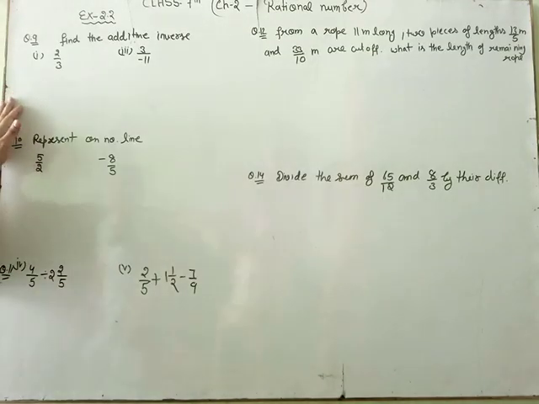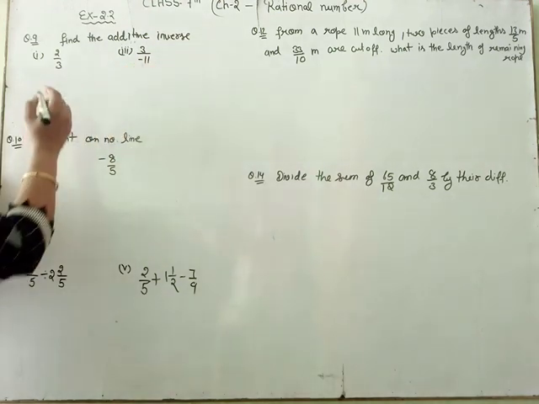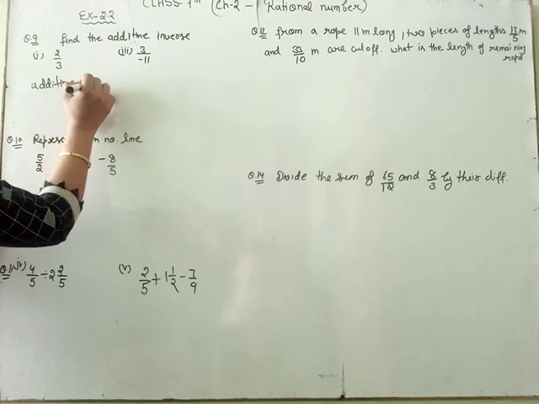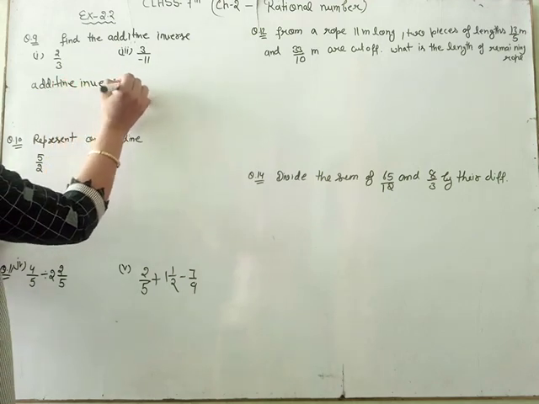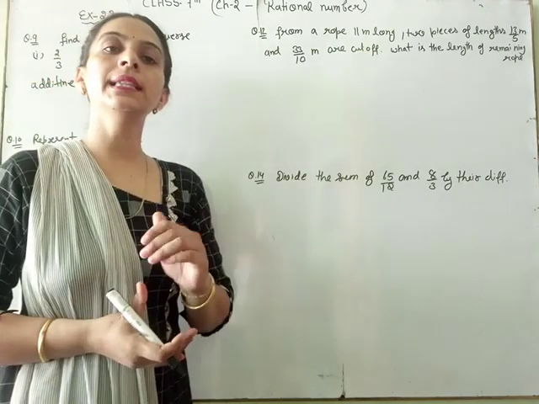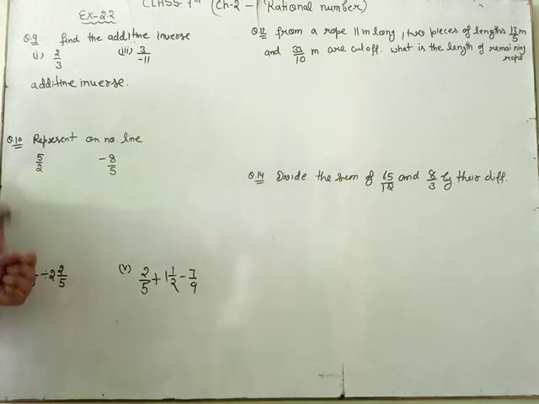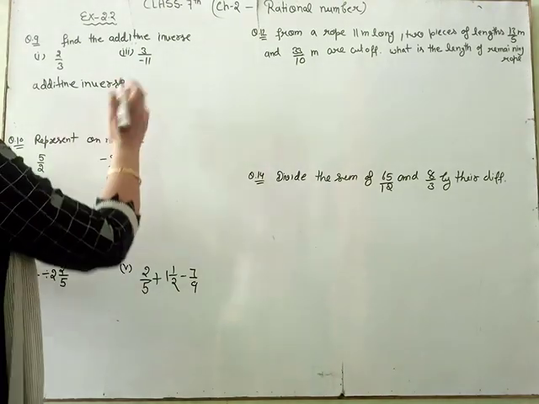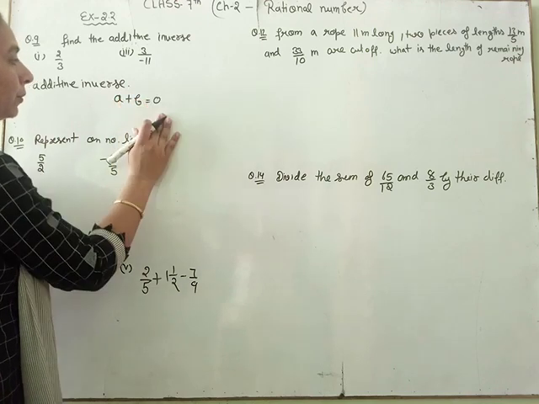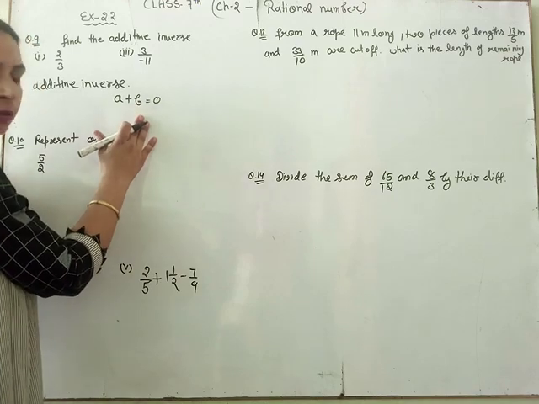Okay. Next, question number 9. Find the additive inverse. What is the additive inverse? Student, when the sum of two rational numbers is 0, then both are additive inverses of each other. For example, if a plus b equals 0, then b is the additive inverse of a and a is the additive inverse of b.